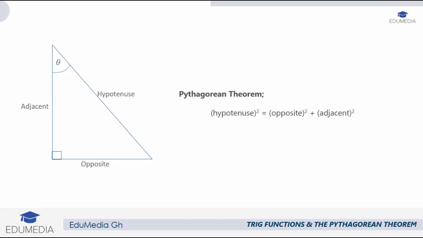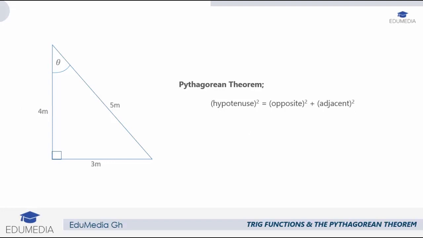If we substitute with the variables a, b, c, where we use a to represent the opposite, b to represent the adjacent, and c to represent the hypotenuse, we can write it as c squared equals a squared plus b squared. So c squared is the same as the addition of a squared and b squared.